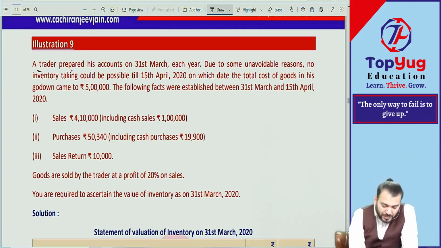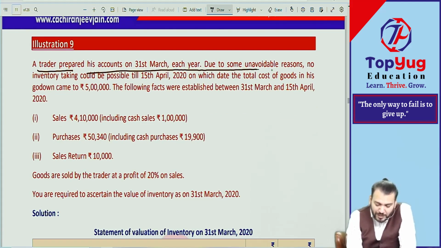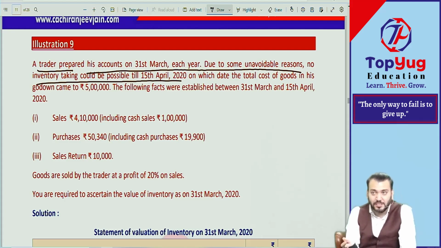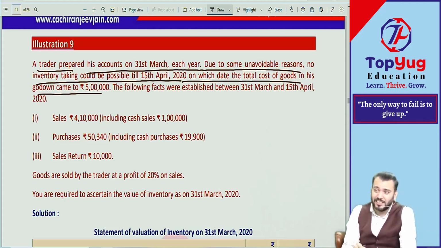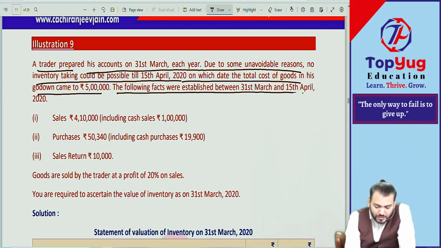A trader prepared his accounts on 31st March each year. Due to some unavoidable reasons, no inventory taking could be possible till 15 April. Means after 31st March it has been done, on which the total cost of goods in his godown came to 5 lakh. This is the stock taking date. This is the cost price of goods physically counted. The following facts are established between 31st March and 15 April.